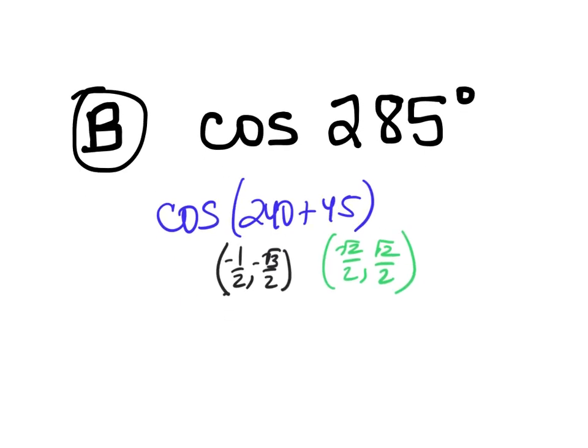Now we have to go. Let's look at our formulas. You guys tell me what formula to use. We're going to do cosine. Okay, so I'm going to put in the numbers. Just take another extra step. Cosine 240, cosine 45, correct?